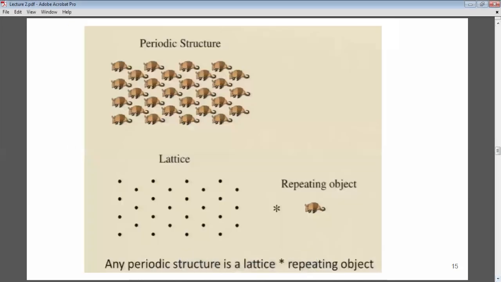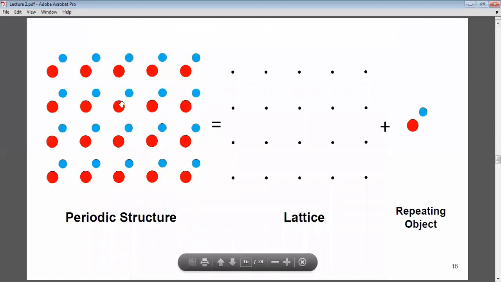Another example, this is certainly a periodic structure, which we have this triangular lattice, okay? And if on each lattice point we put this mouse, then we get this periodic structure, okay? This is also a periodic structure. This is a cubic lattice times this repeating object. It gives us this periodic structure.